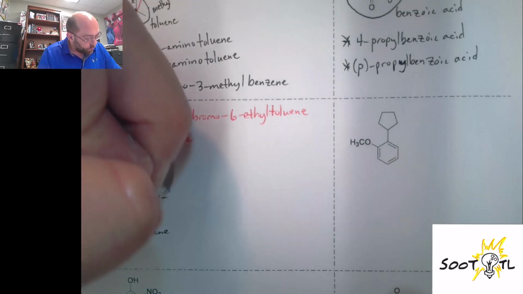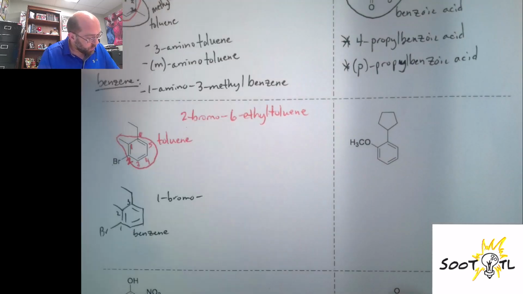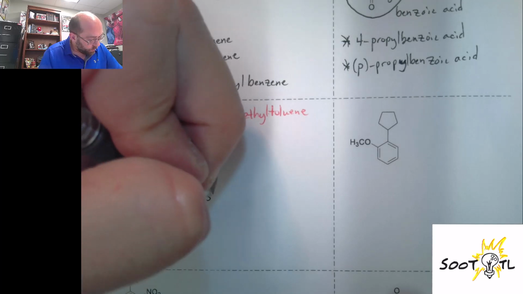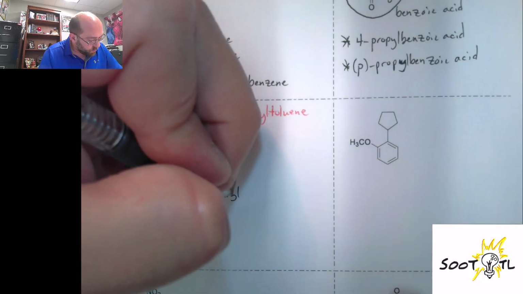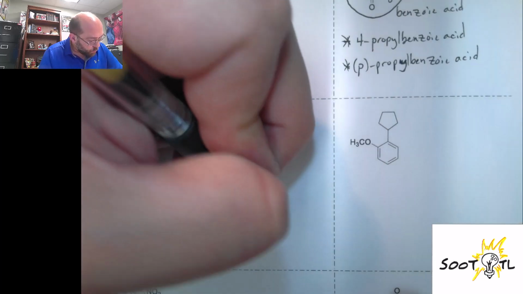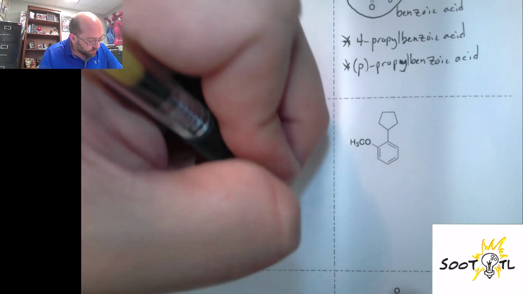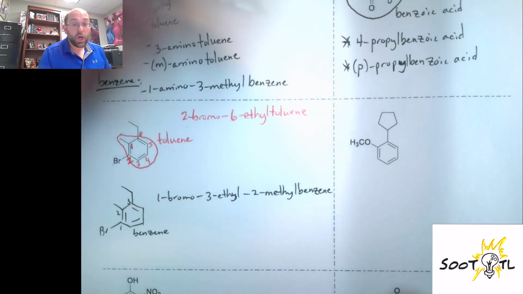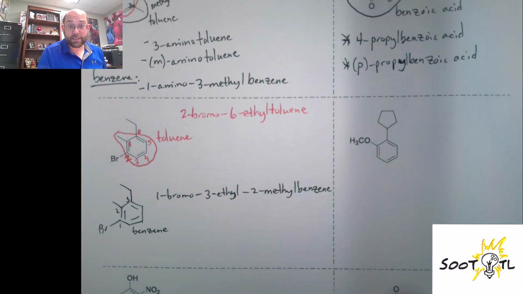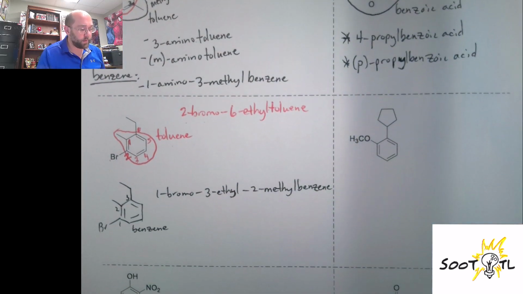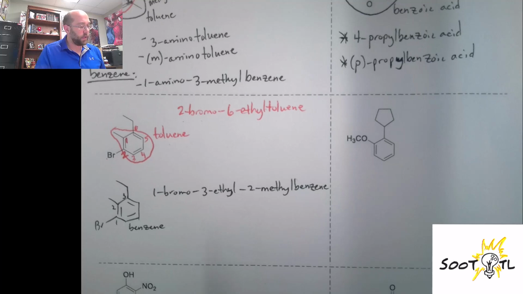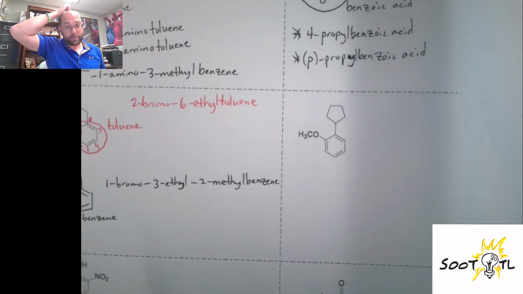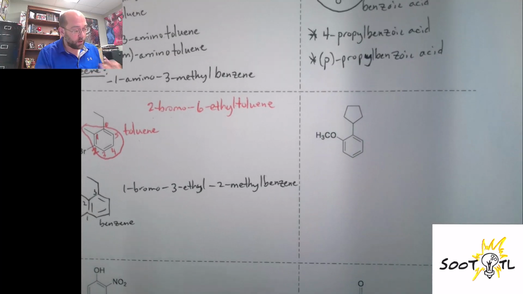So you would name this 1 bromo, 3 ethyl, 2 methyl, benzene. A lot of fun to write. It's so much longer. Alright, next up, this guy has 2 different names that we could call it also.